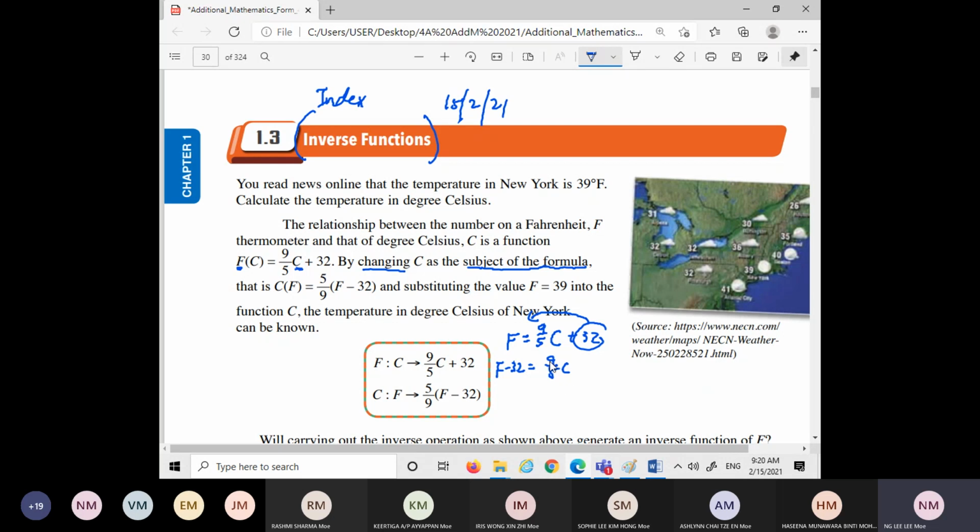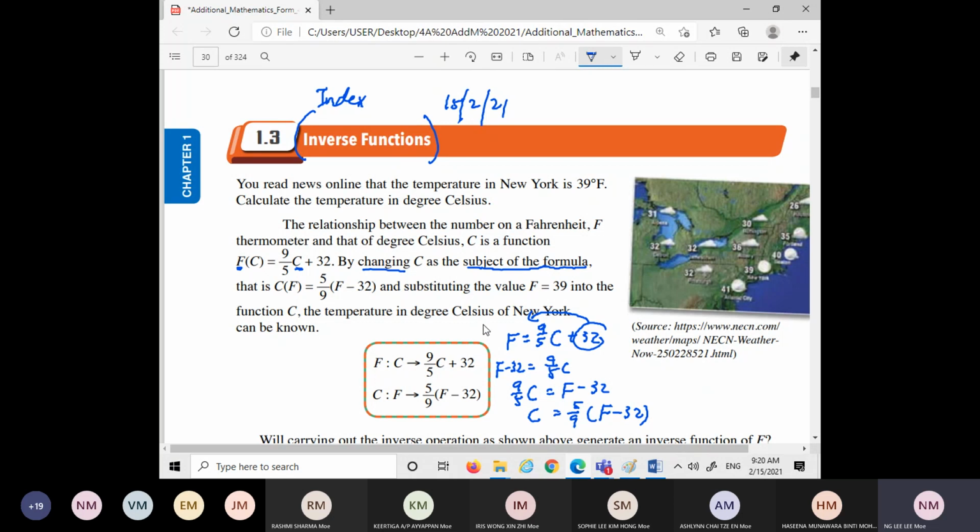Next, the C stays here. Or you can write A equals B, B equals A, the whole thing left and right just changes. So 9/5 C equals F minus 32, because we always like the subject to stay on the left hand side. Next, this one times becomes divide, or upside down, so it becomes 5/9, then F minus 32. This is how you change the subject during lower form. Actually, changing the subject is like what we are doing with inverse functions.